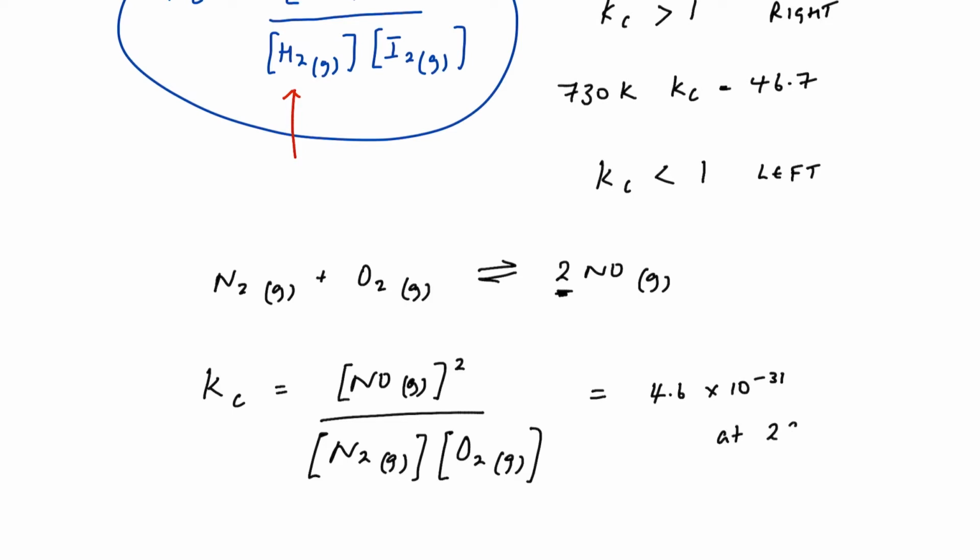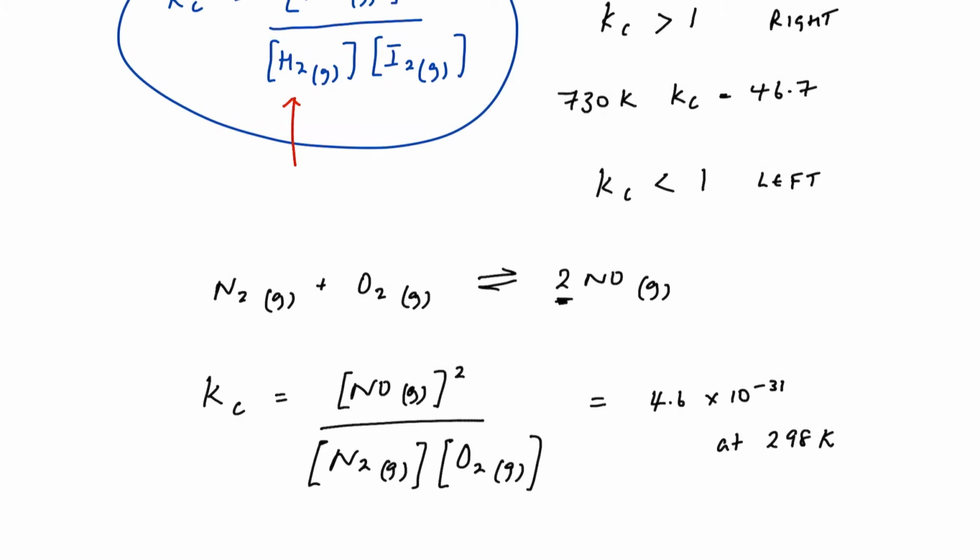Again, in this particular example, there are no units. So at 298 K, this is a very, very tiny number, which tells me the position of equilibrium lies so far to the left that, to all intents and purposes, the reaction doesn't go at all. There is pretty much no nitrogen oxide in my equilibrium mixture. The nitrogen and oxygen remain completely unreacted. So why do I keep quoting the temperature? Kc at 730 K, Kc at 298 K.